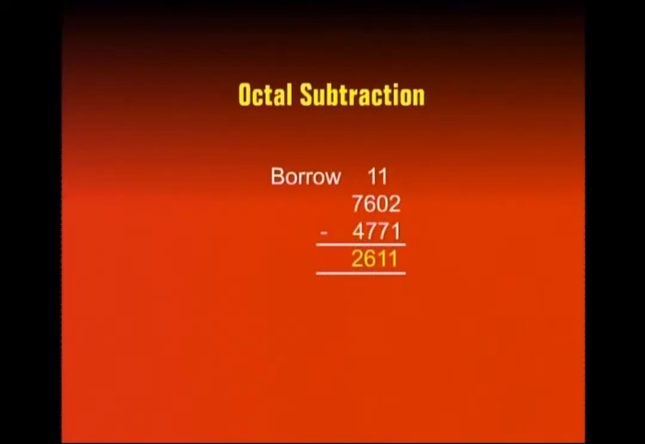The two numbers are subtracted by first subtracting the least significant digits, octal 1 from octal 2. The difference is octal 1. Next, octal 7 is subtracted from octal 0. A borrow is required from the next most significant digit. Borrowing a 1 means subtracting octal 7 from octal 10, which is decimal 8. The difference is octal 1.